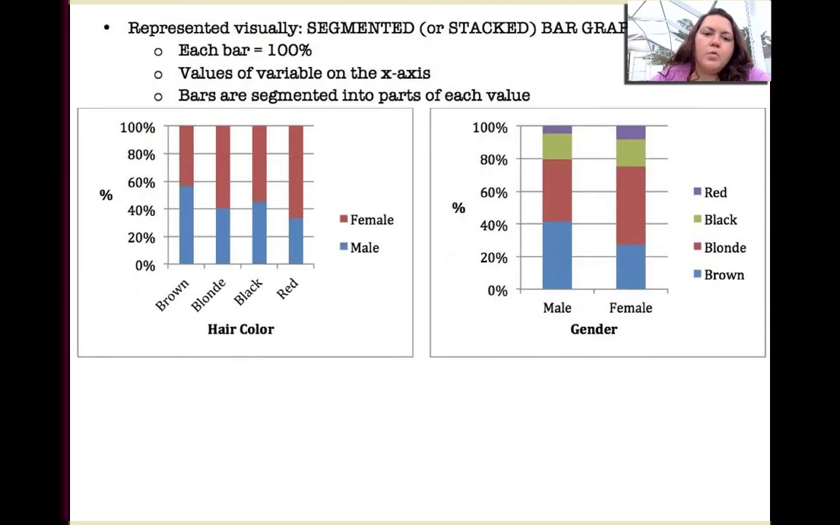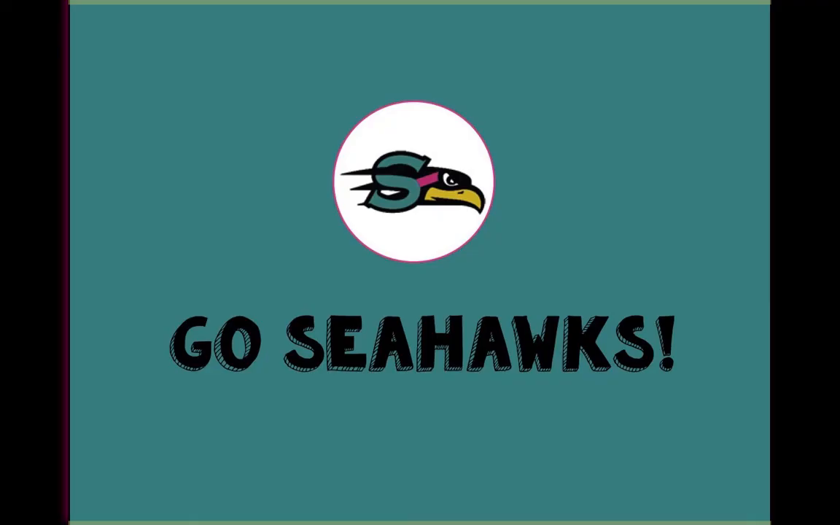All right. Represented visually, you might want to use a segmented or stacked bar graph. These work really well. Each bar represents 100%. The values of the variables are on the x-axis, and the bars are segmented into parts of each value. We did this for both the variables, male and female, and the different hair colors. You're going to want to use different colors or different patterns, and you want to make sure that you have these all labeled appropriately. All right, that's it.